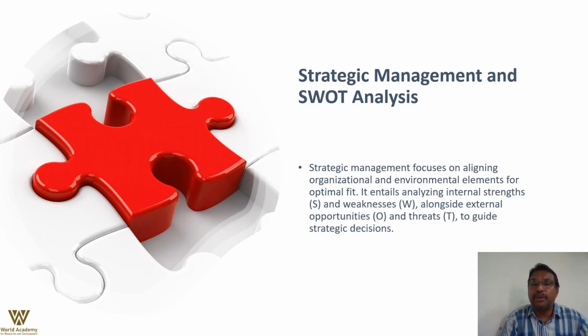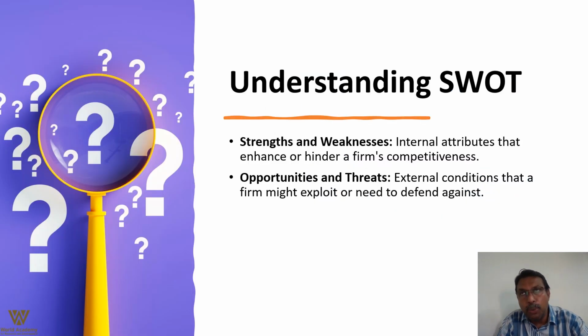Strategic management focuses on aligning organizational and environmental elements, aligning organizational attributes and the opportunity and the environmental attributes. It entails the internal strengths and weaknesses along with the external opportunities and threats to guide to come to a particular strategic decision. Let us understand what strengths and weaknesses are.